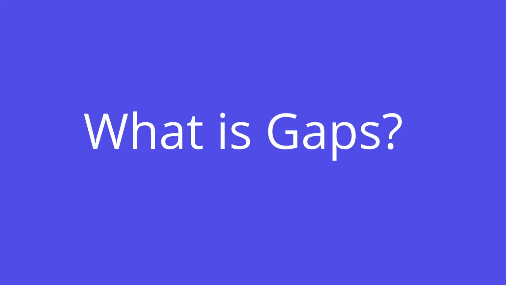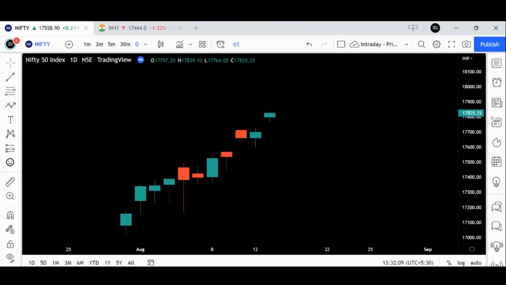Let's understand what a gap is first. A gap is nothing but the difference between the current day's open and the previous day's close. So let me explain in this chart. I'm taking Nifty 50 on a daily time frame. So let us go with August 10th here.